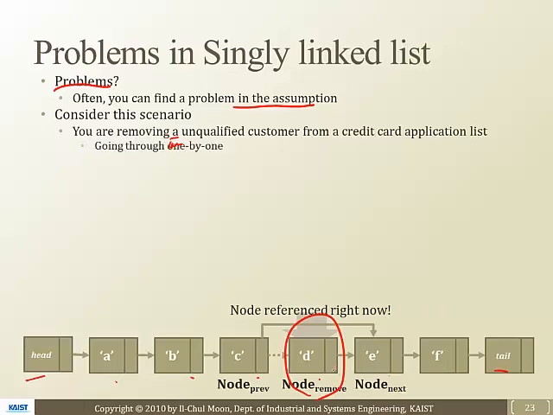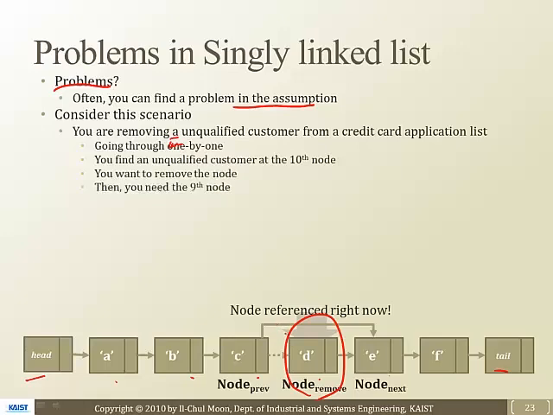So we go through one by one, and you find an unqualified customer at the 10th node. Of course, here D is at the 4th node, but let's imagine that it's just the ith node, right? And you want to remove the node, and then you need the 9th node because you need the node pref. So this is the ith node, and this is the i plus 1th node, and this is the i minus 1th node, okay? So you need this i minus 1th node, and you need this i plus 1th node. And what you have at this moment is the ith node, right?